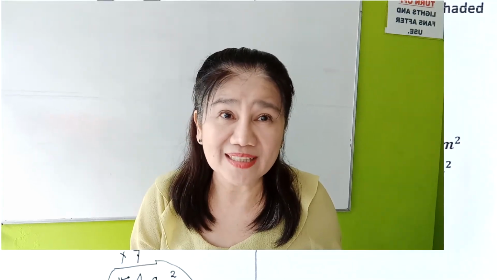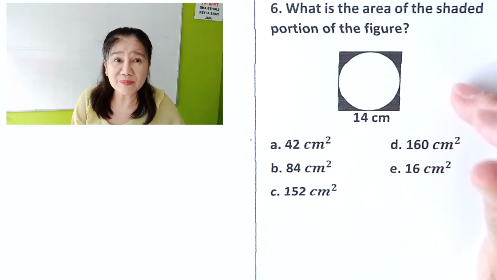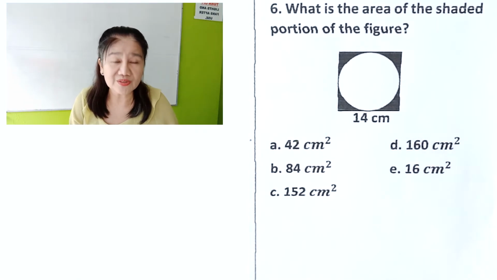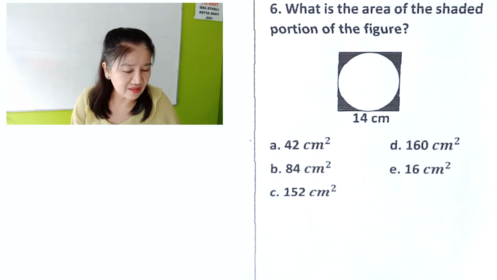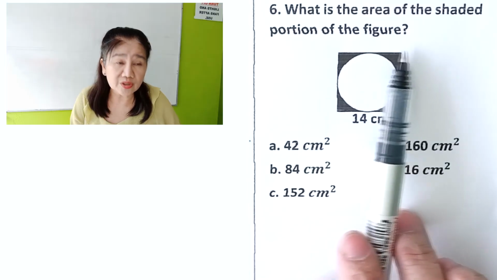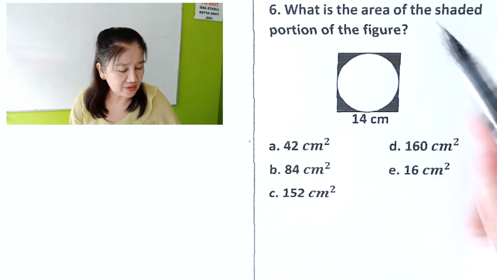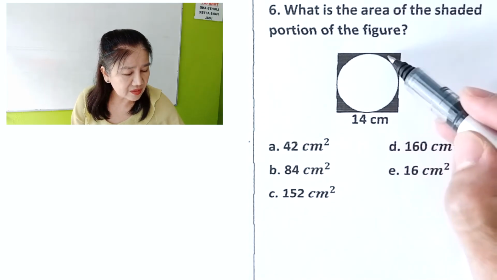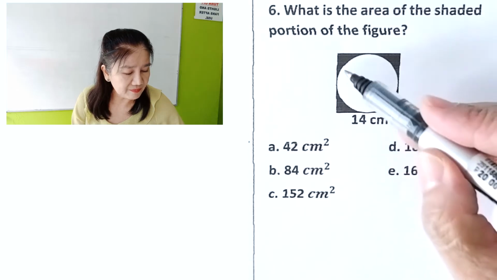Last and final questions, we have 6 and 7. Okay. Problem number 6 is also referring to the previous figure. What is the area of the shaded portion of the figure? Okay, so we would like to get the area of the shaded.